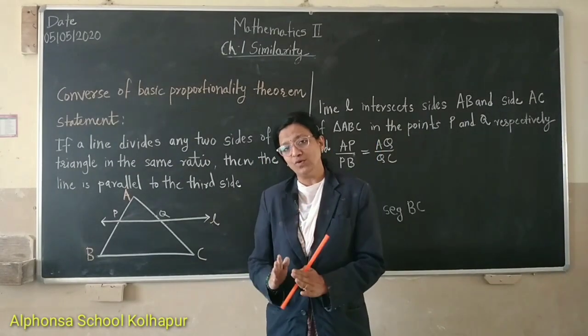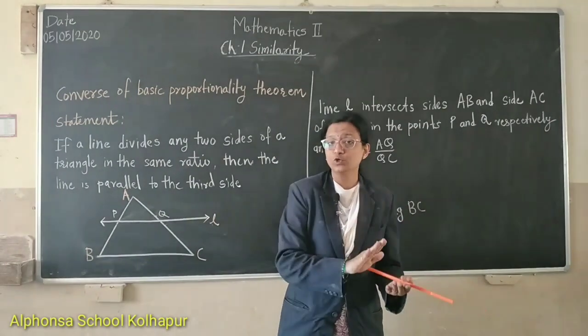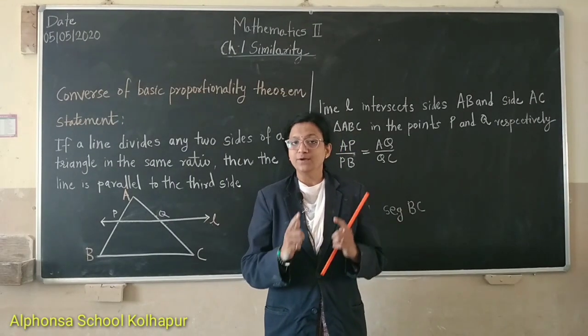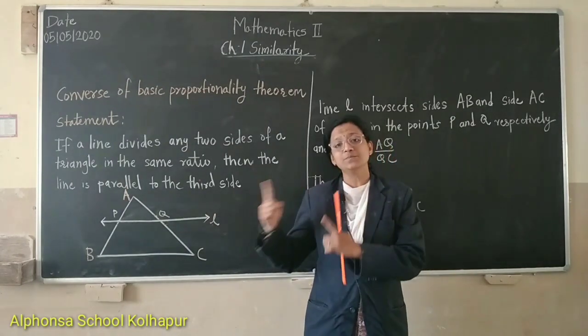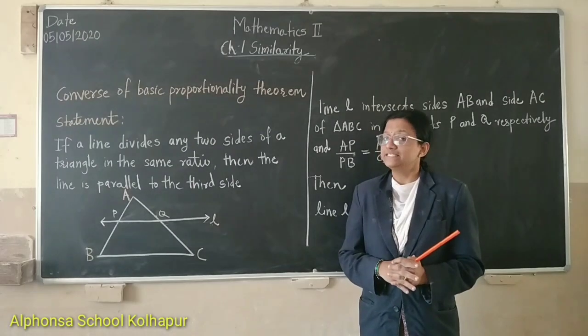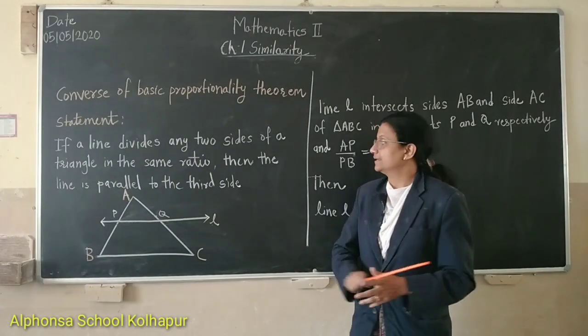Now, in its converse, antecedent will become consequent and consequent will become antecedent. Means the part after if will go to the part after then and the part after then will come to the part after if. So, what will be the statement of the converse of basic proportionality theorem?